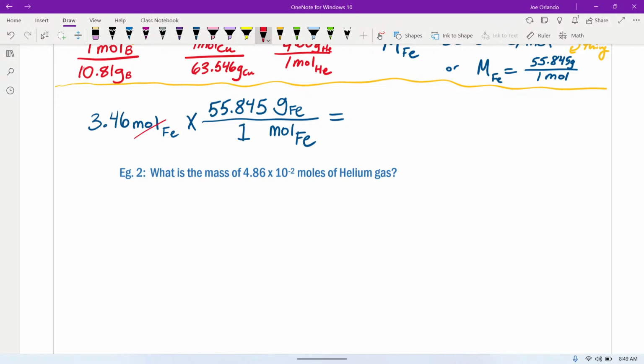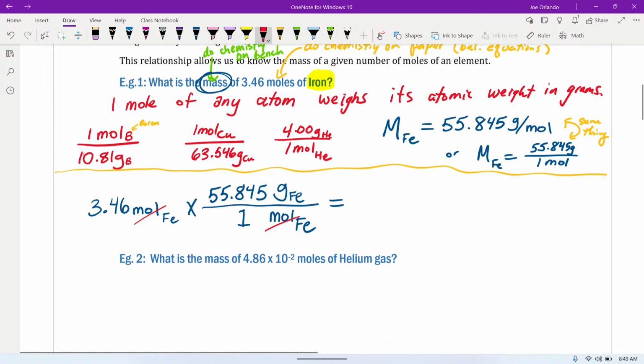And then I always just say, I want to do a quick double check to make sure everything I wrote is true. Does that make sense? So quickly, does the question tell me that I have 3.46 moles of iron I'm supposed to get?